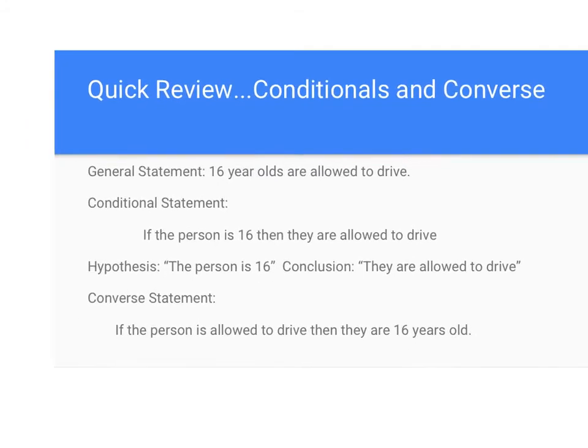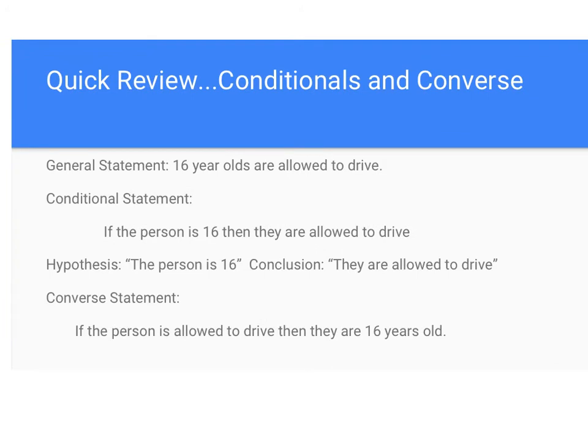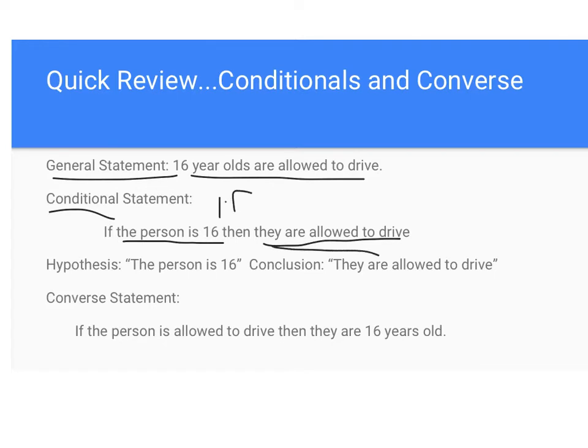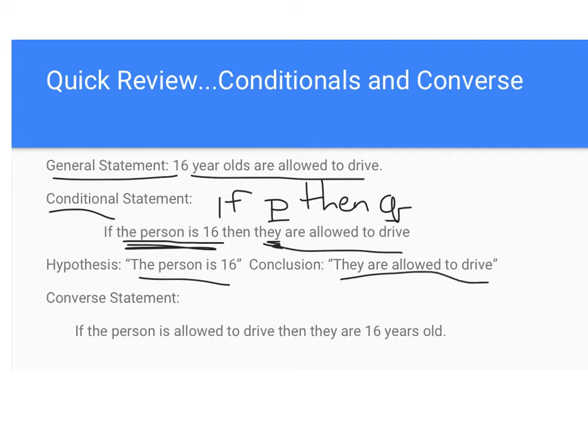So let's kind of back up. Conditional and converse, just a quick review. So if I have a general statement, 16-year-olds are allowed to drive. As a conditional, if the person is 16, then they are allowed to drive. So if P, then Q. So P would be the person is 16. Q would be they are allowed to drive. So the conditional, the hypothesis, the person is 16. Conclusion, they are allowed to drive.